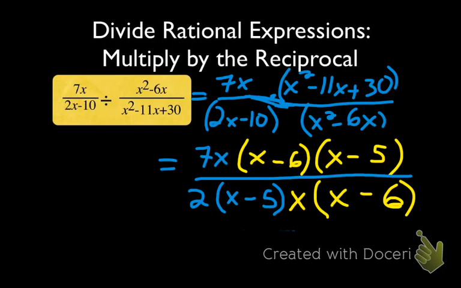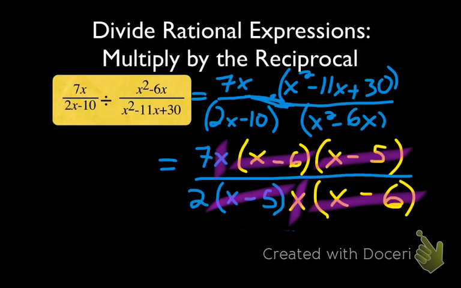I have an x. Notice first that I've got a bunch of things on top being multiplied and a bunch of stuff on the bottom being multiplied. So I think I'm okay to cancel a lot of stuff here. I'm going to cancel the x's first. Cancel the x's. I'm going to cancel the x minus 6's. And I'm going to cancel the x minus 5. Once all that stuff is gone, I'm left with what? 7 over 2.